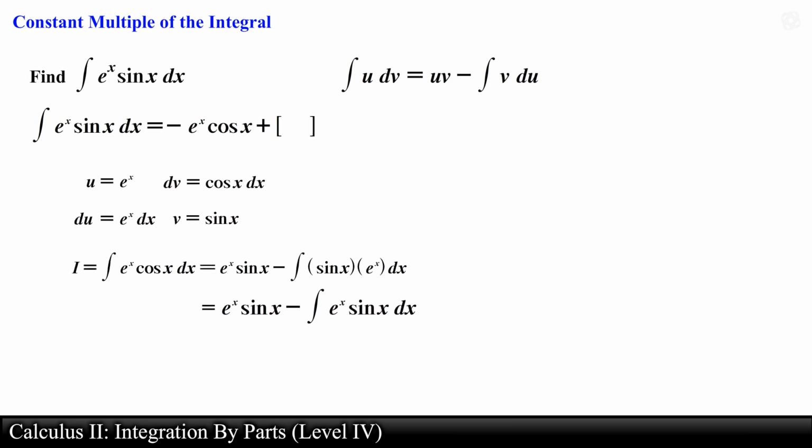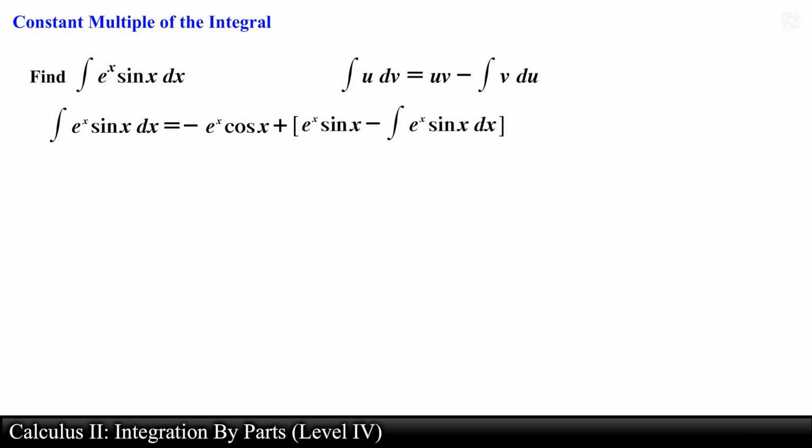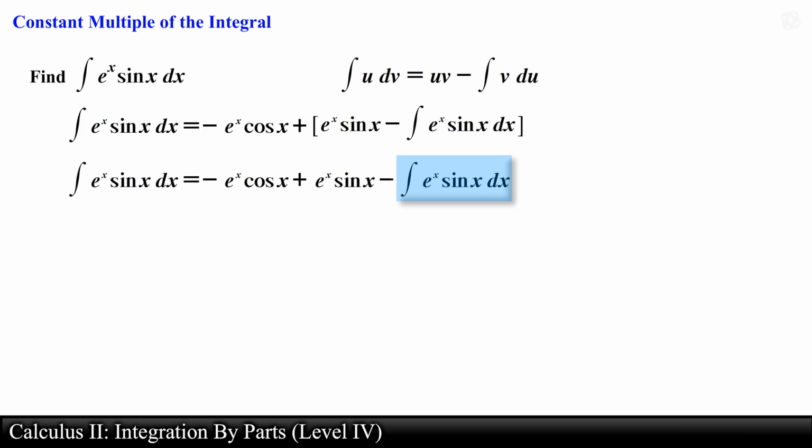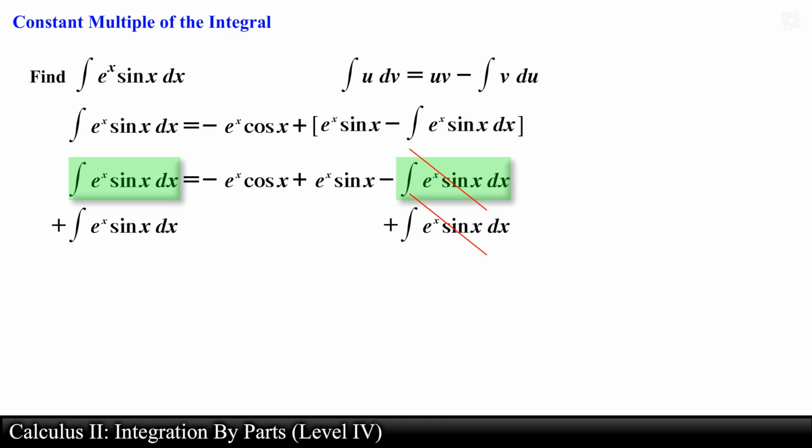So now we substitute this result back into the original equation and simplify it to obtain the following. The integral of e to the x times sine of x dx is equal to negative e to the x times cosine of x plus e to the x times sine of x minus the integral of e to the x times sine of x dx. At first glance, it seems that we're going nowhere with this integral, but looking closely at the equation, we can actually add the integral of e to the x times sine of x to both sides of the equation.